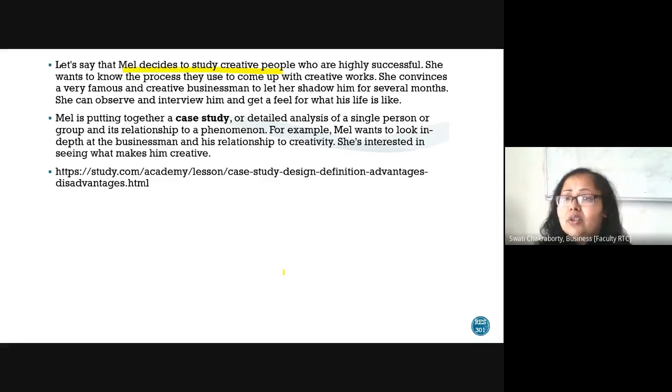So what Mel is doing is a case study, or a detailed analysis of a single person or a group and its relationship to phenomena. Okay, so here Mel wants to go in depth at the businessman and his relationship to creativity. She's interested in seeing what makes him creative. Okay, so this is an example.